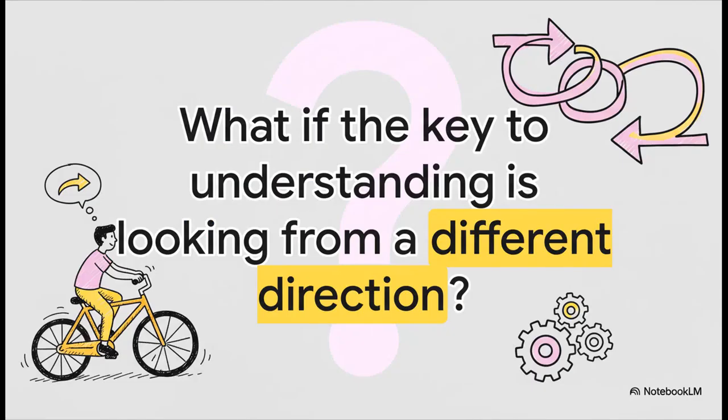And that kind of leaves us with a bigger question to chew on, one that goes way beyond grammar, right? What if the key to really understanding any complex system isn't just about plowing ahead, but about having the courage to stop, turn around, and look at the whole problem from a completely different direction? What kind of new things might we see if we did?